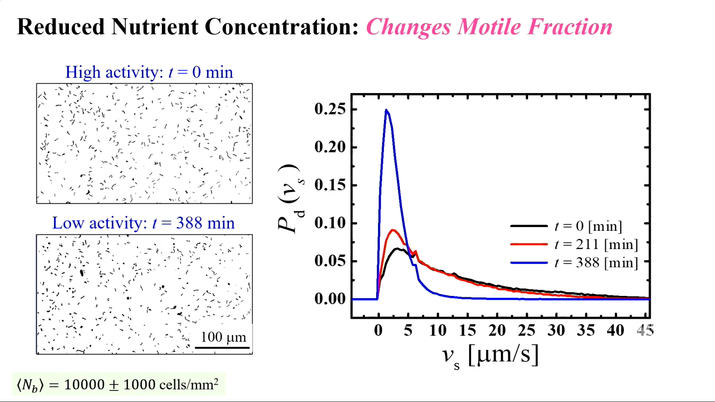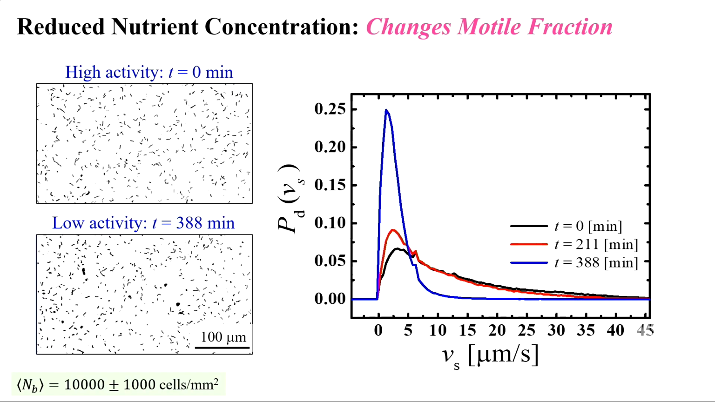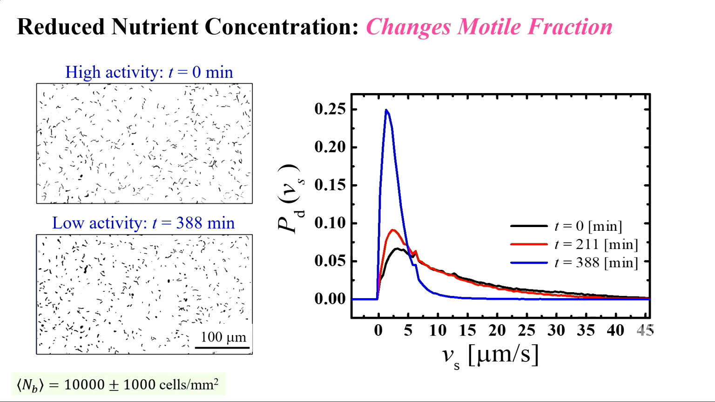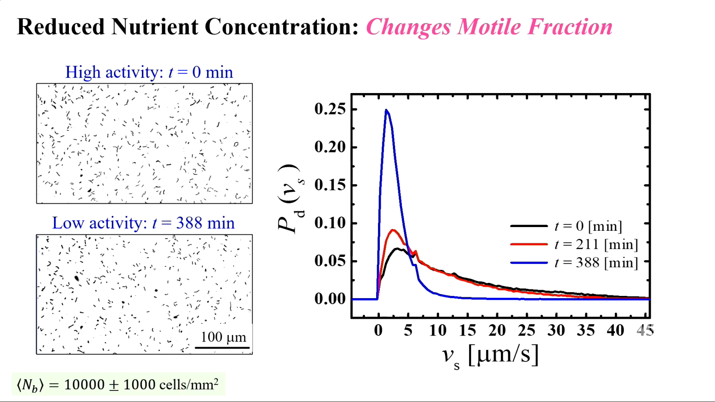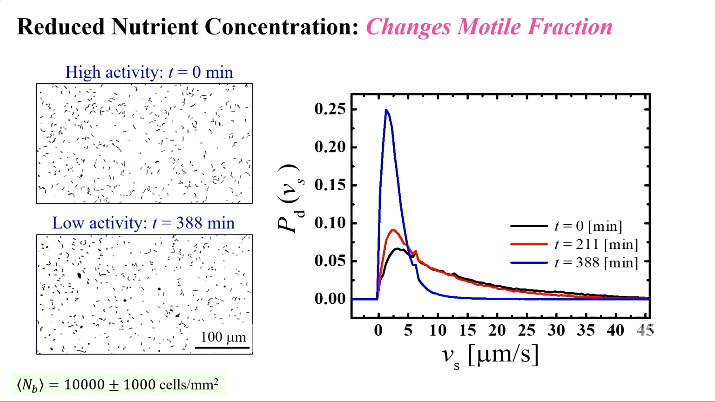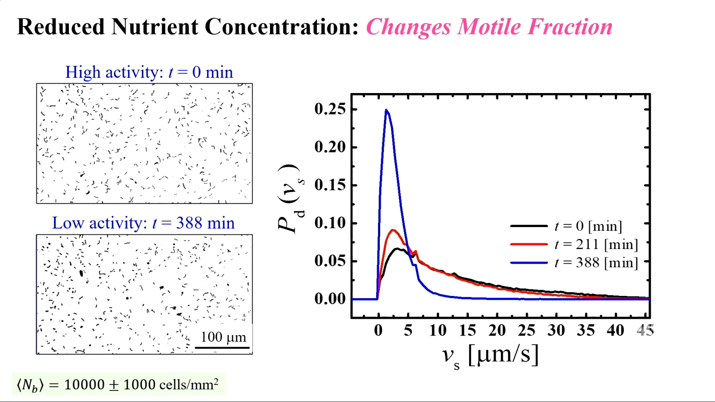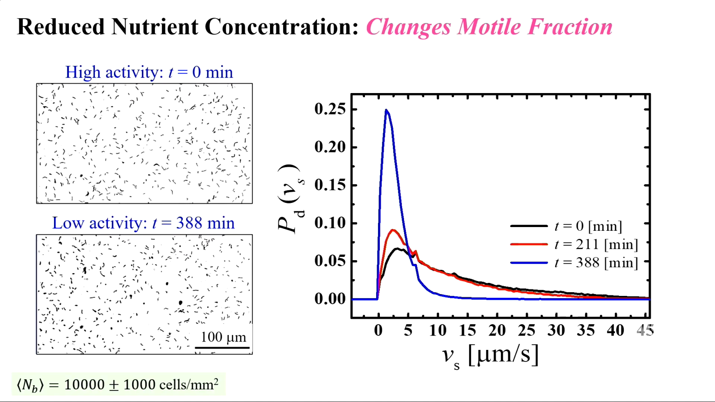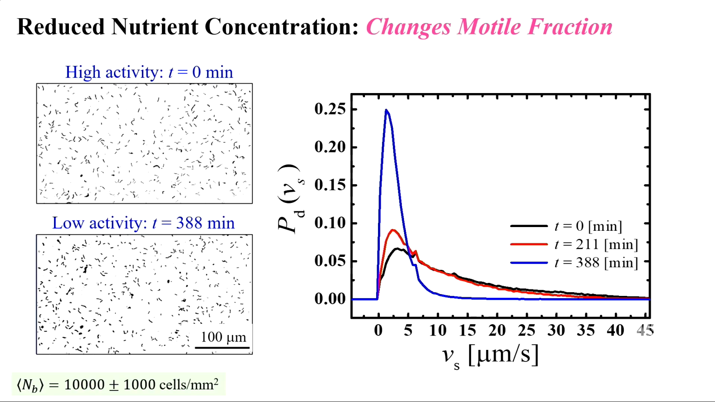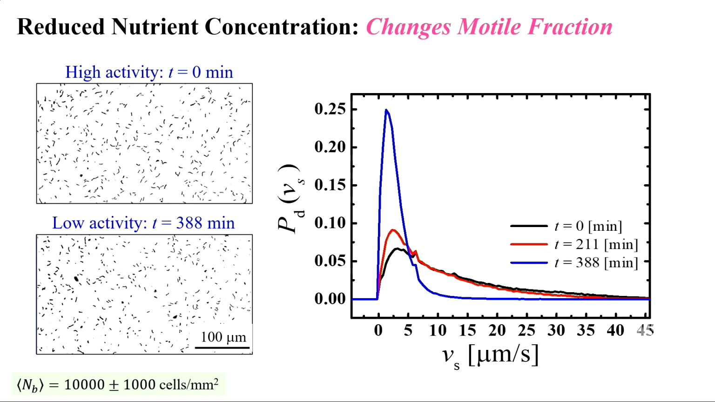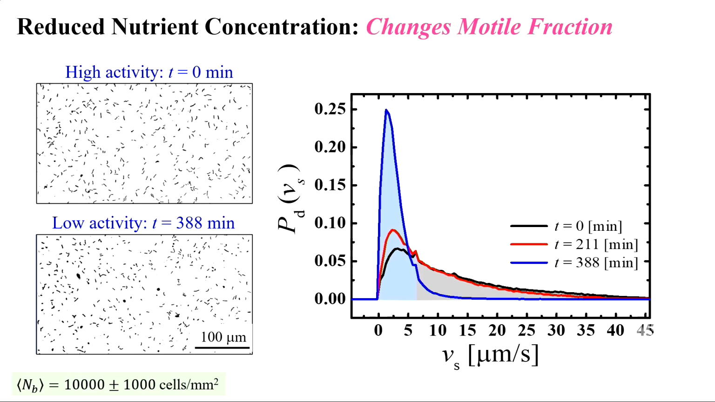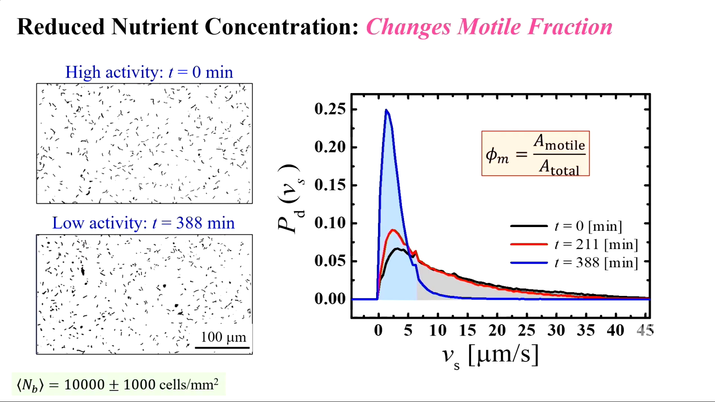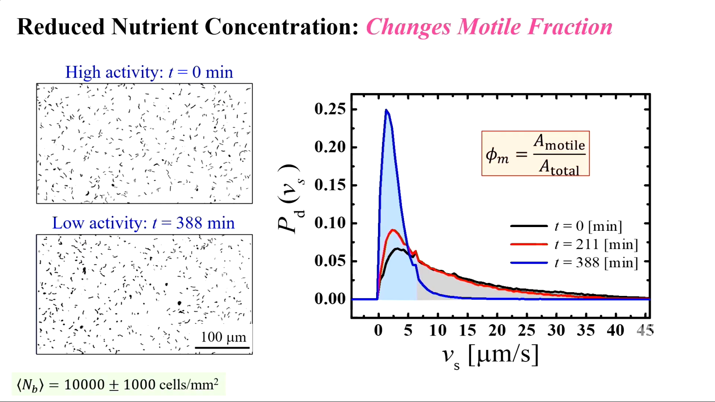So then we looked into the distribution of this speed. At t equal to 0 minutes, you can see this long tail with a peak at a lower value, and with time the peak at the lower value keeps increasing and the tail keeps shrinking. So effectively the population which is swimming is decreasing, and the non-swimming population is increasing. Based on this idea, I can integrate out the areas of these regions and define the motile fraction as the ratio of these two areas, right?